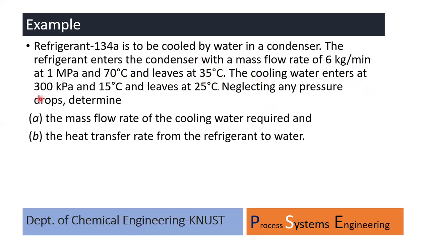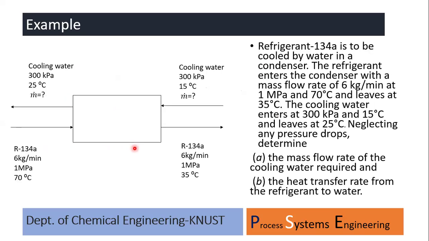The cooling water would enter at 300 kPa and 15 degrees Celsius. And it's going to leave at 25 degrees Celsius. So we're told to neglect any pressure drops. It means that the pressures are not going to change as the fluid is moving through the system. So we are supposed to determine the mass flow rate of the cooling water and then the heat transfer rate from the refrigerant to the water.